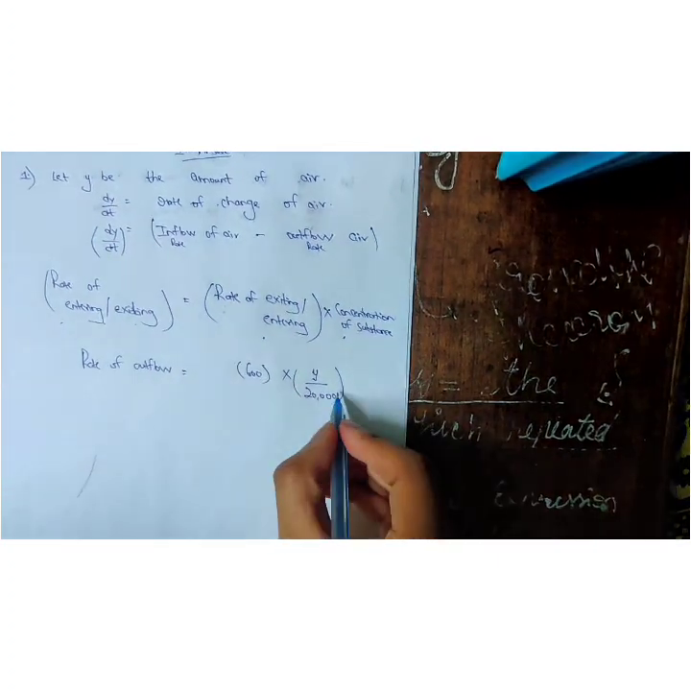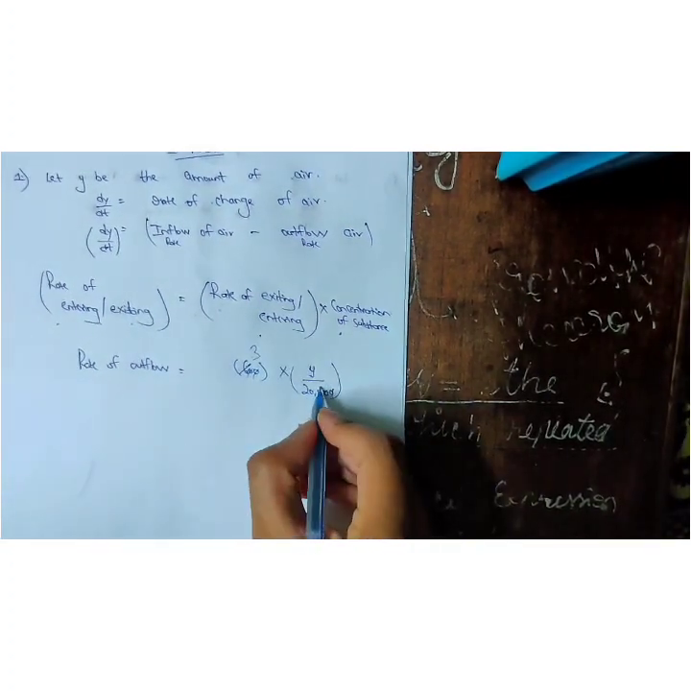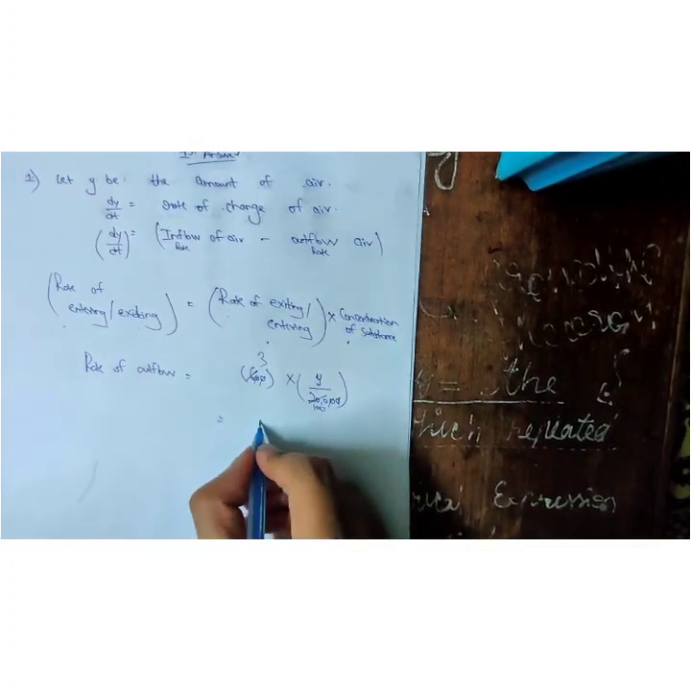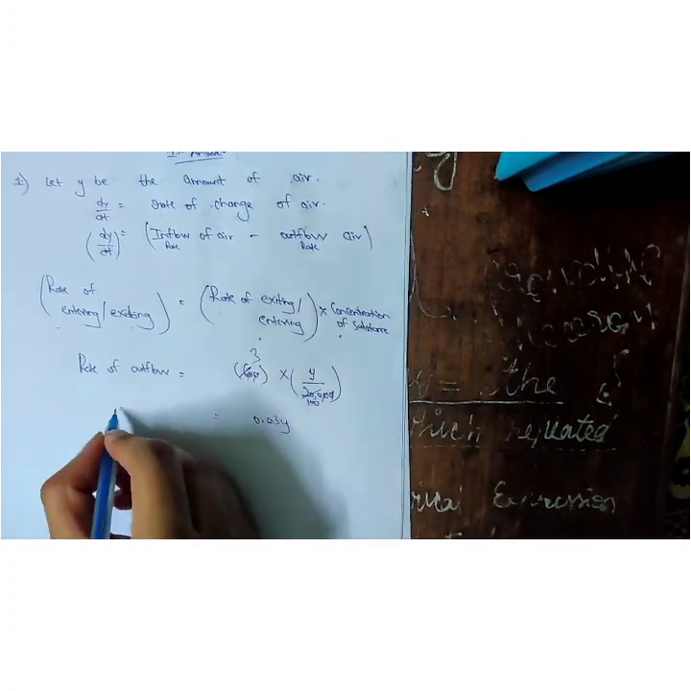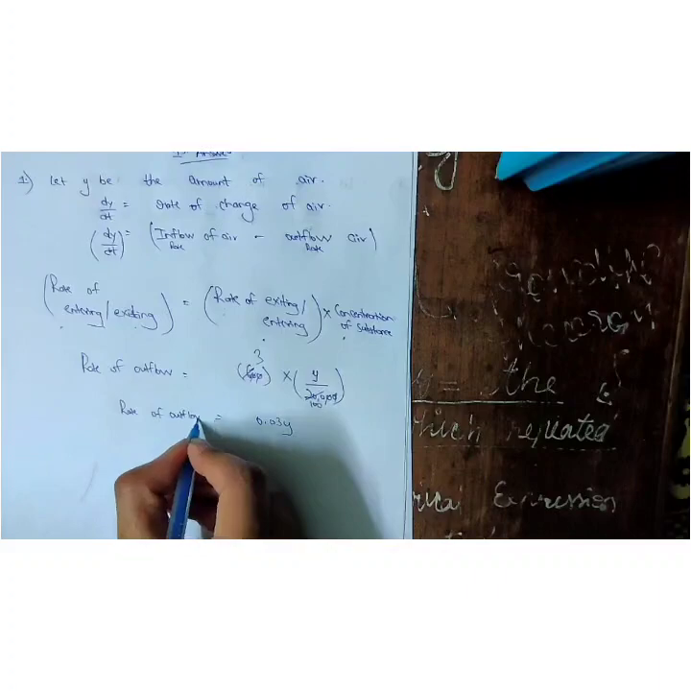Okay, guys, the zeros get cancelled. 300, 3y by 100, which is 0.03y. Okay, this is the rate of outflow of air.